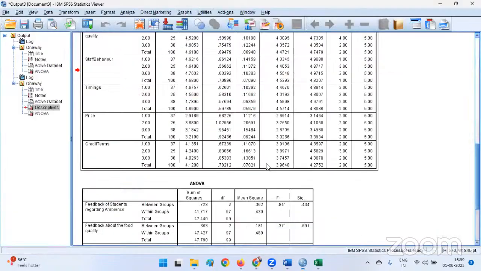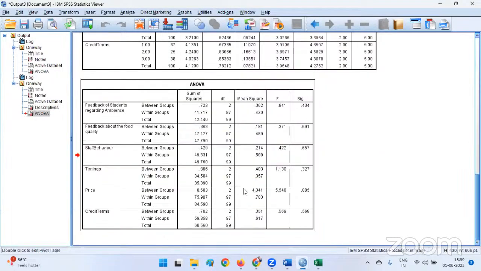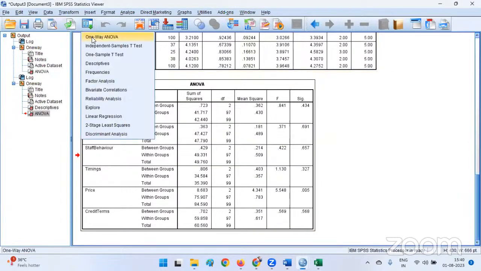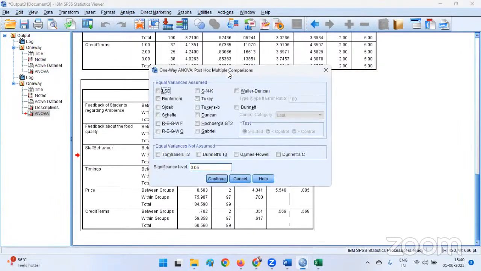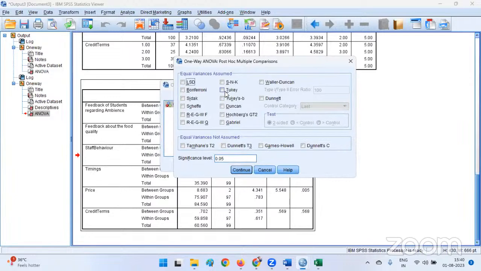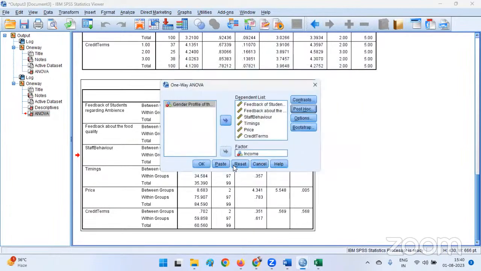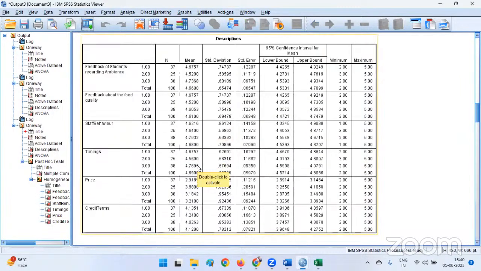So ANOVA alone cannot do it. We have to apply a different statistical technique under ANOVA, which is called post hoc. In post hoc, generally I go for Tukey. T-U-K-E-Y, Tukey. Continue and OK. So this table gives me one-to-one comparison. Do not get scared. SPSS gives long tables, but don't worry. We have only 1 or 2 things to check actually.